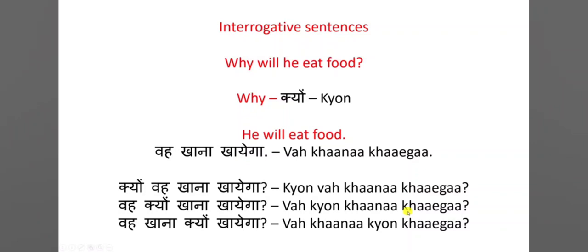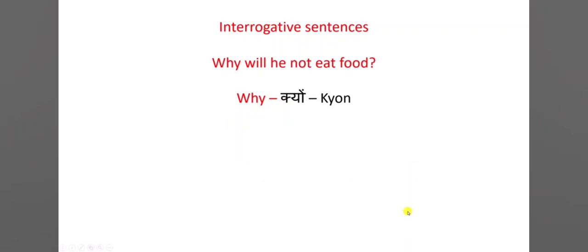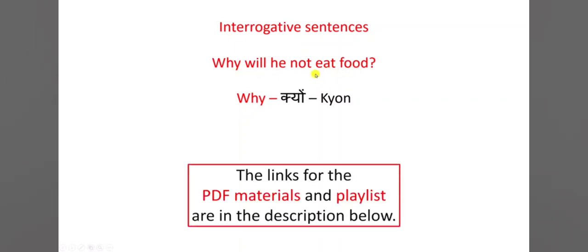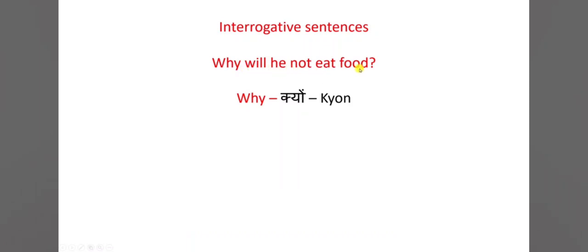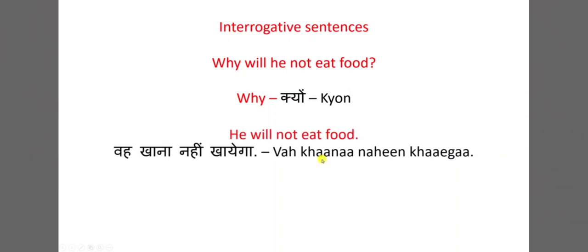Alright? Let us look at few more example sentences. Why will he not eat food? Now it is a negative question. Not. Correct? Why will he not eat food? We want to frame this in Hindi. We know why is kyun in Hindi. To frame this, all we need to know is this. He will not eat food. वह खाना नहीं खाएगा.